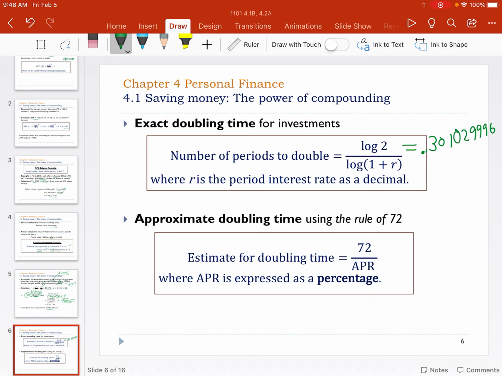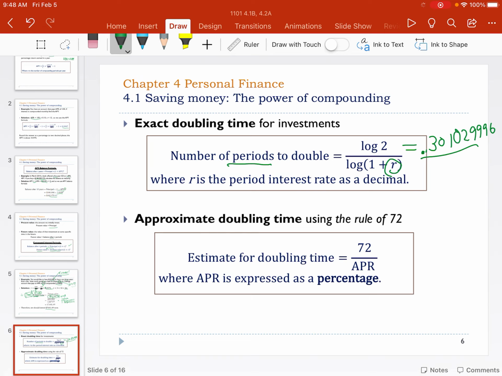Now, R will depend on the interest rate. So you put it as a decimal, of course, and we'll give you an example of that right away. That's the only variable we have. You add 1 to it, take the log of it, and divide, and then you get the number of periods to double. Notice it does say periods. Be careful, because it might be years, might be months. You have to read the problem carefully.